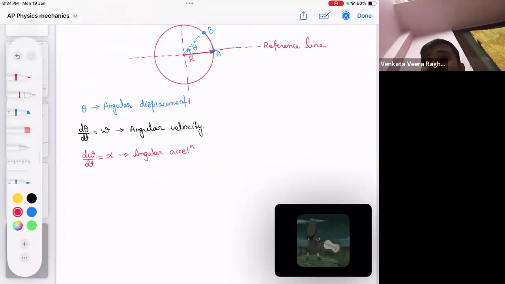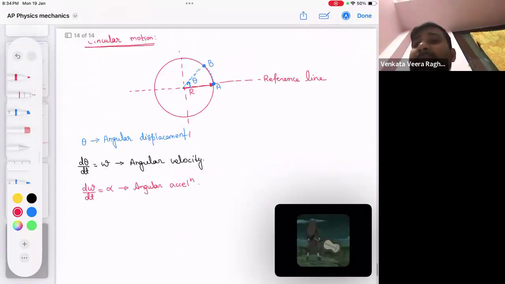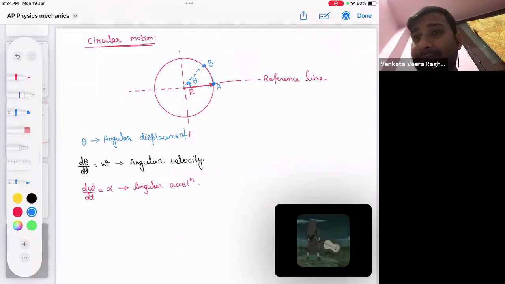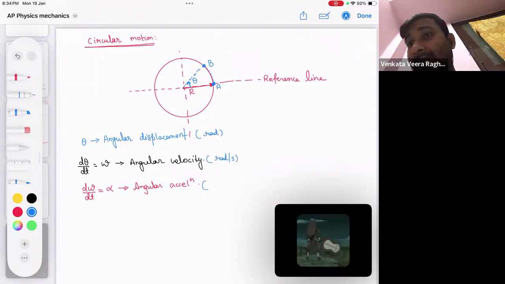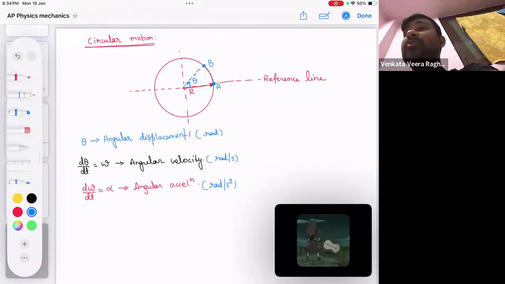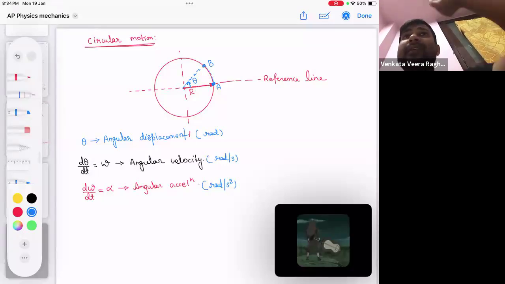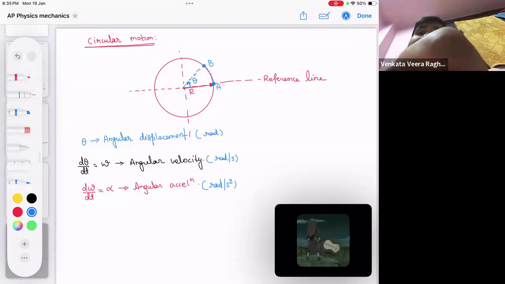Now, once we understand that, what will be the unit of angular displacement? The unit is going to be radian. Angular velocity unit, radian per second. And angular acceleration unit, radian per second square. But many times you will see the unit used as RPM, revolution per minute. But in one complete revolution, the particle will cover how much angle?